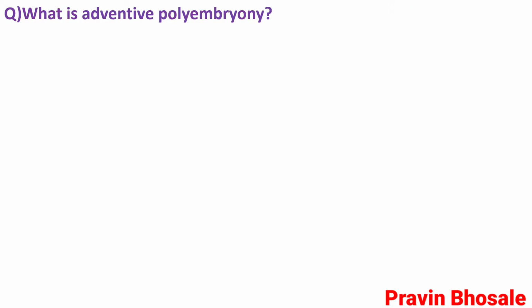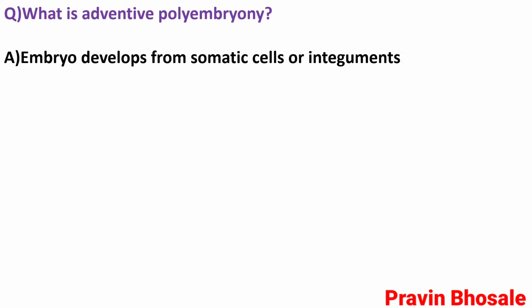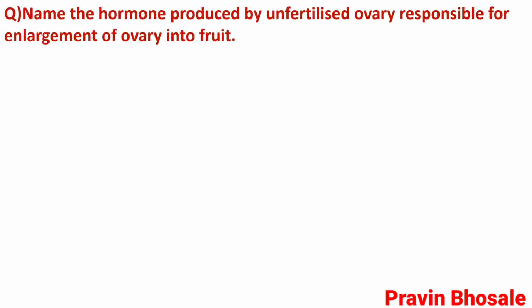What is adventive polyembryony? Embryo develops from somatic cells or integuments. Name the hormone produced by unfertilized ovary responsible for enlargement of ovary into fruit. Answer is indole 3-acetic acid. It's auxin. 2 marks questions.